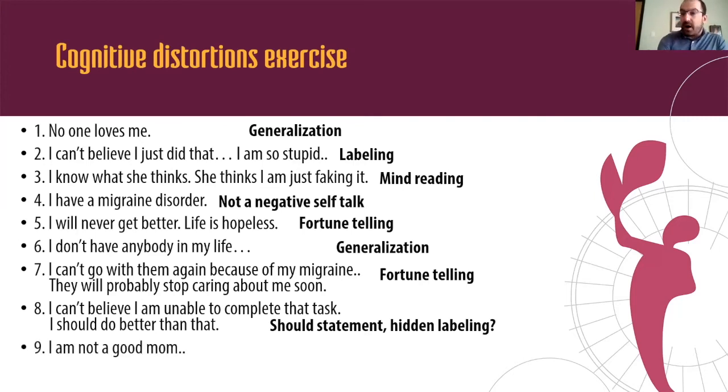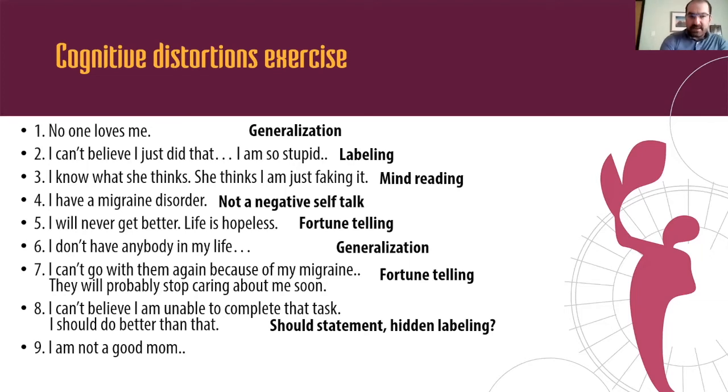"I'm not a good mom." I hear that a lot in my private practice. What do you all think? Is that a cognitive distortion, or what kind? I'm not a good mom. I'm not a good person. I'm not a good dad. I'm not a good friend. That's labeling. Wonderful. Excellent. It's not necessarily generalization because we're not saying everything all the time, but we are putting a label: I am not a good something. So that's very, very true.